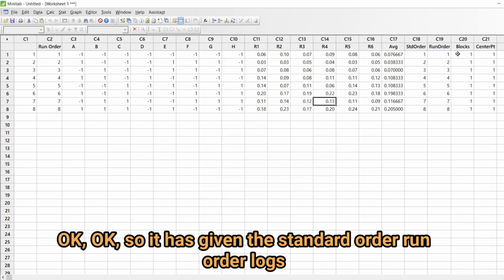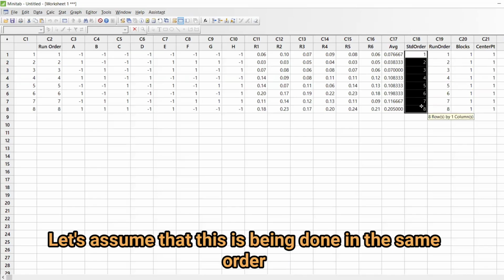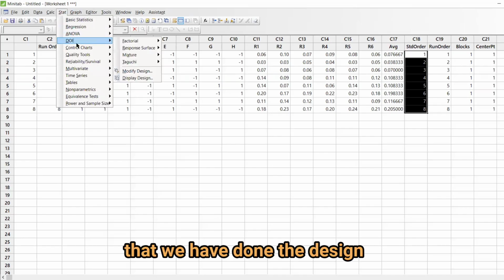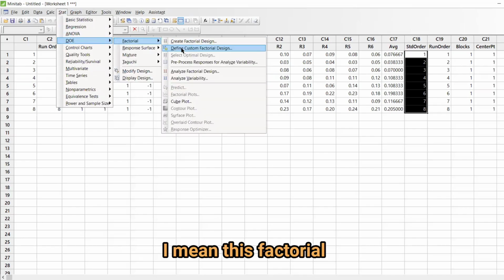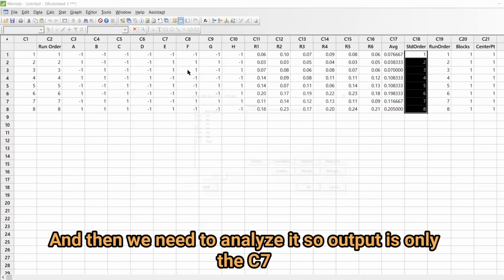Click OK. So it has given the standard order, run order, blocks, and center point. Let's assume that this has been done in the same order. So now the define part is done, where I have input this. What we have done is the design in Design Factorial and then Custom Factorial, where we have given input. And then we need to analyze it.